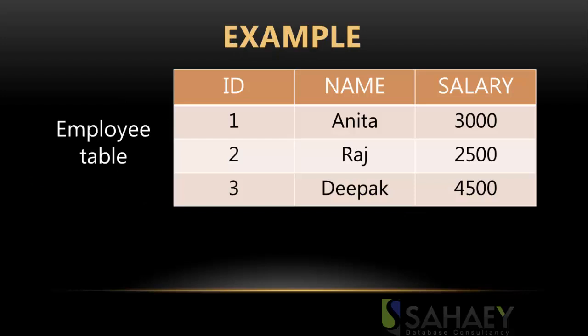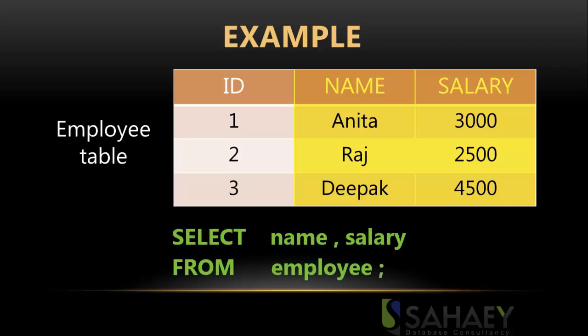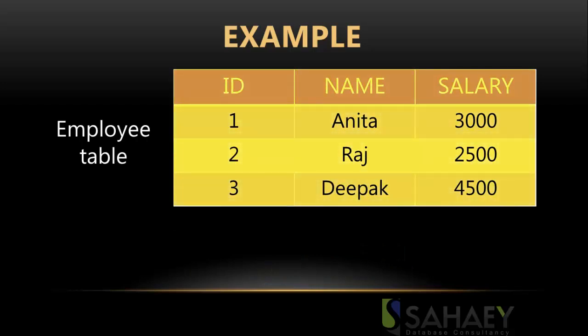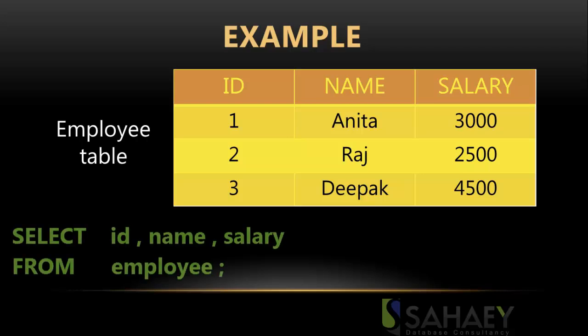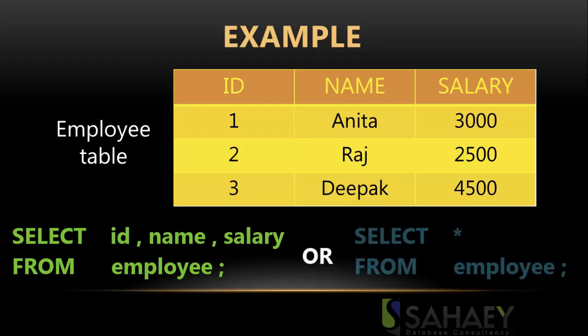For example, to retrieve the name and salary columns from the employee table, we would write select name, salary from employee. Here, name and salary are the columns to be retrieved, and employee is the table containing these columns. To retrieve all columns from the employee table, we could either list them all one by one, for example, select ID, name, salary from employee, or use the special character asterisk, which Oracle expands to all the available columns in a table.